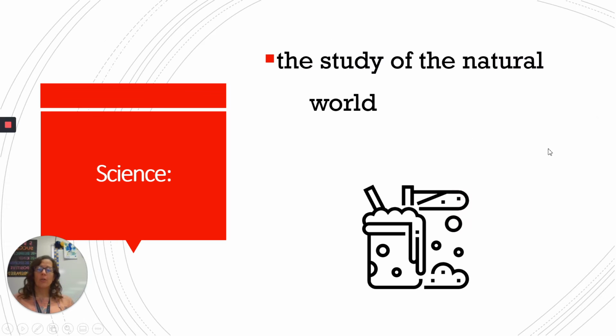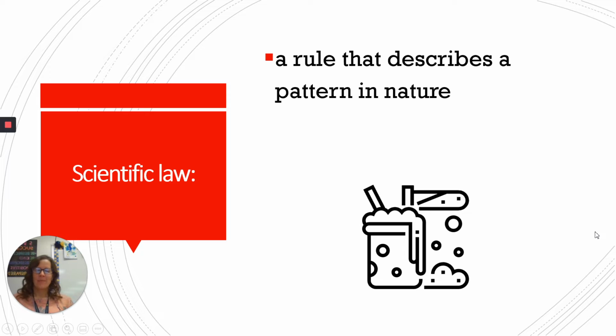So the first word we're going to look at is science. Science is the study of the natural world. One of my favorite things. Next, we have scientific law. And a scientific law is a rule that describes a pattern in nature.